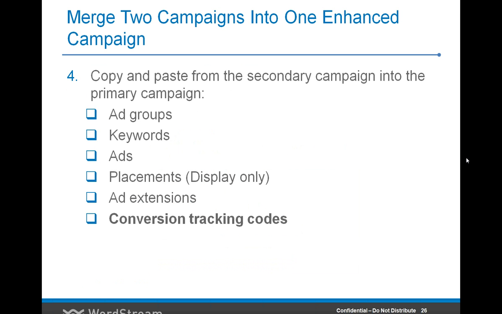The next step will probably be the lengthiest, as you're going to copy and paste any ad groups, keywords, ads, placements if you're opted into display, and extensions from the secondary campaign into the primary campaign. Also, don't forget to merge any conversion tracking codes that you currently have. Keep in mind, though, that you'll only want to copy and paste the elements that are not already in the primary campaign, as you don't want to be pasting in any elements that are already present.